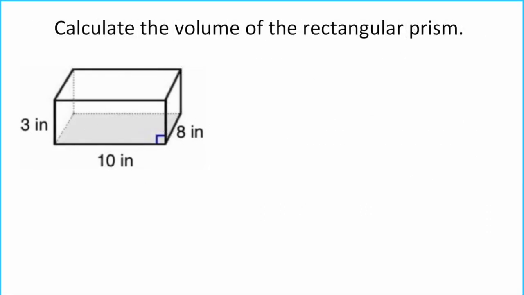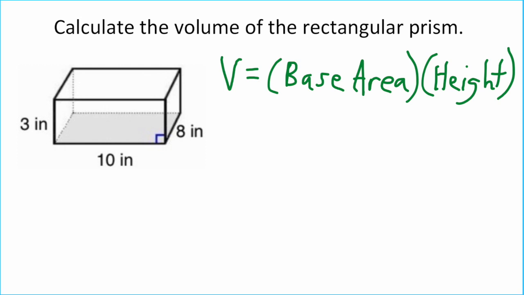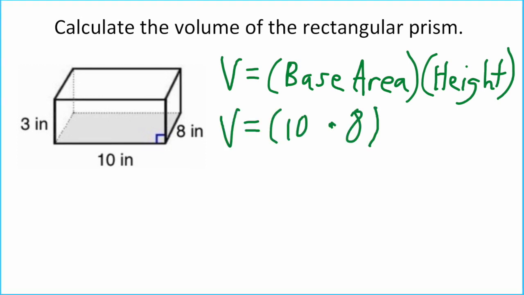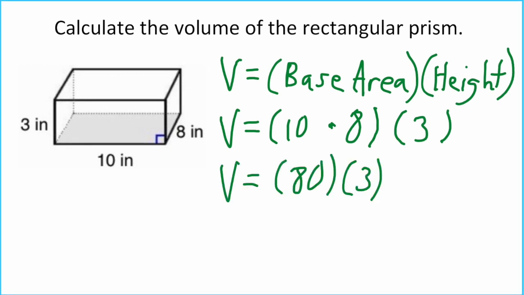Let's go ahead and try a problem now. We're going to calculate the volume of this rectangular prism. So again, our volume is base area times height. And we'll go ahead and for our base, use that shaded rectangle on the bottom. So our base area is 10 by 8. Then our height is the distance between the top and the bottom, which is 3. So now we just simplify this and we get 80 times 3, which is 240.